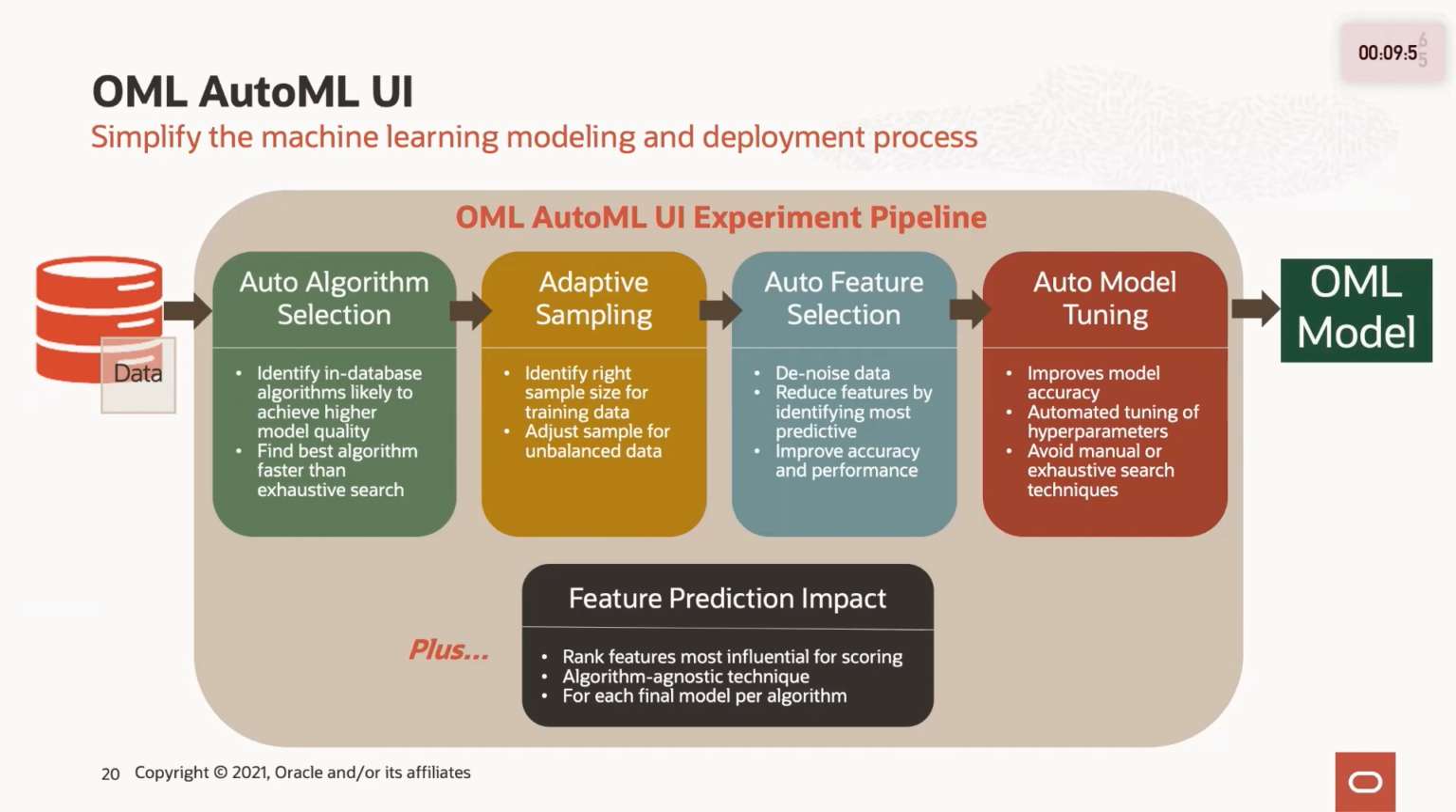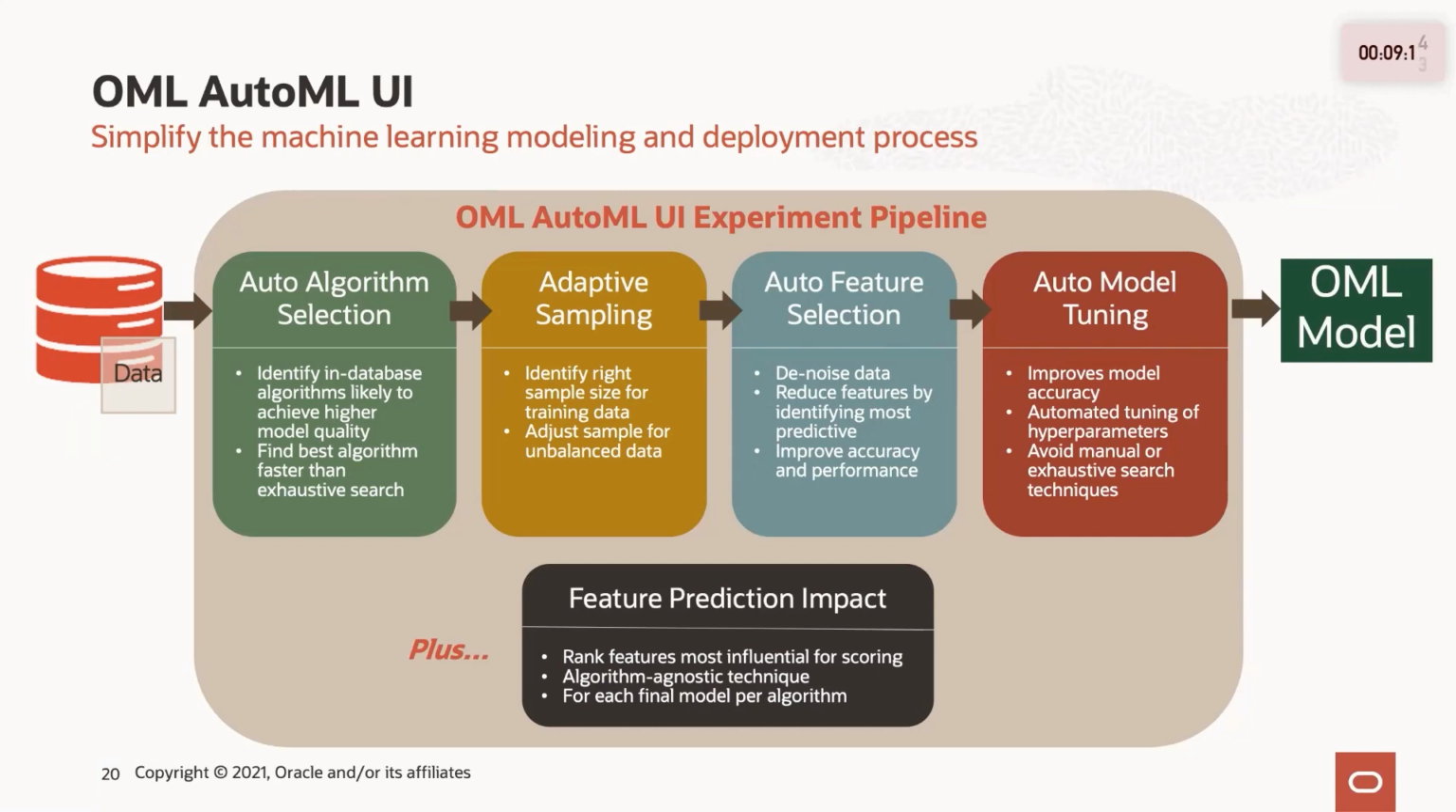So what we do is we go through all of these phases. We go through an auto algorithm selection, where we identify, among the in-database algorithms that we have, the best algorithm that matches your problem. Then we have an adaptive sampling phase where we identify the right sampling for that data set, and then balance the data the way we need. And then we have an auto feature selection, where we say, you know what, you have 300 variables, but of these 300, there are 10 that are the most important. So all the rest is just noise, right? So you don't need those.